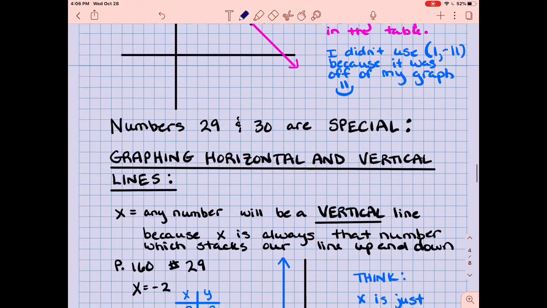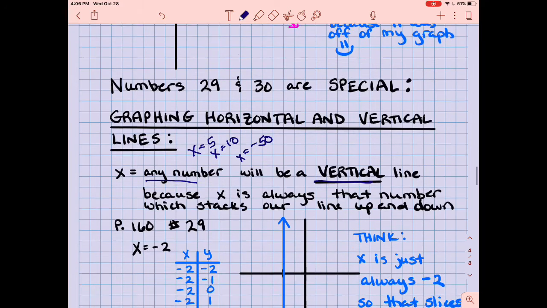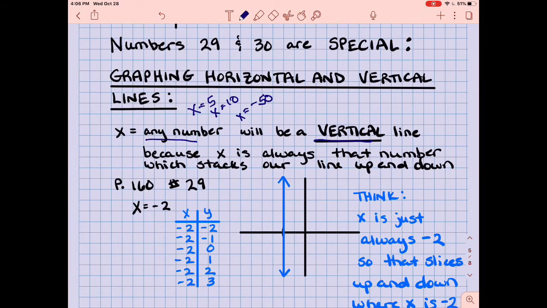All right, numbers 29 and 30 are special. So let's talk about graphing horizontal and vertical lines. X equals a number, so I'm going to make up one. What if it was x equals 5, or x equals 10, or x equals -50? All of these are going to be vertical lines, and x is always that number, and when x is always that number, I like to think about it just slashing through x, and so it's up and down, straight up and down, straight through where x is that number.